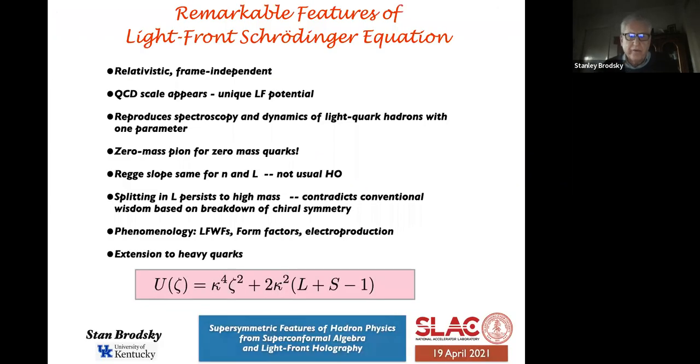So that's rather beautiful. This light-front Schrödinger equation is really beautiful. It's just like in atomic physics, but it's relativistic and frame independent. A QCD mass scale appears, that's kappa. We have a unique color confining potential. Everything's light-front. It reproduces spectroscopy and dynamics with one parameter, kappa. You get the zero mass pion for zero quark mass. You get the Regge slopes the same for n and L. You get the splitting in L, and L goes forever. The Regge trajectories never stop. You have the phenomenology and extension to heavy quarks.